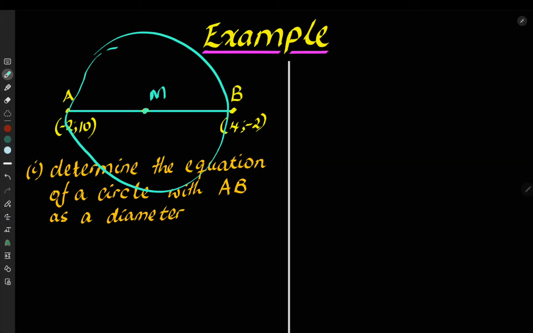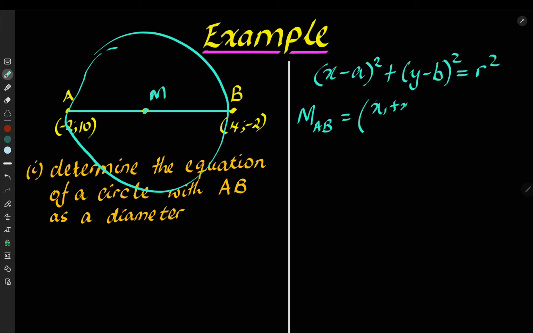So we are asked to determine the equation. Remember, the equation of a circle is in the form x minus a bracket squared plus bracket y minus b bracket squared is equal to r squared. So we just need the a and the b, which is the center in this case. So the midpoint of AB, because it's the center, we calculate using the midpoint formula: x1 plus x2 divided by 2, then bracket y1 plus y2, also divided by 2.